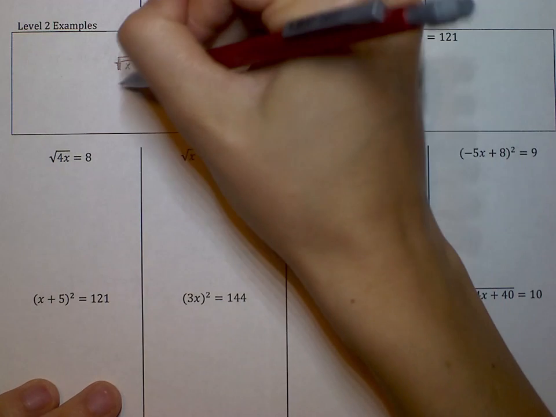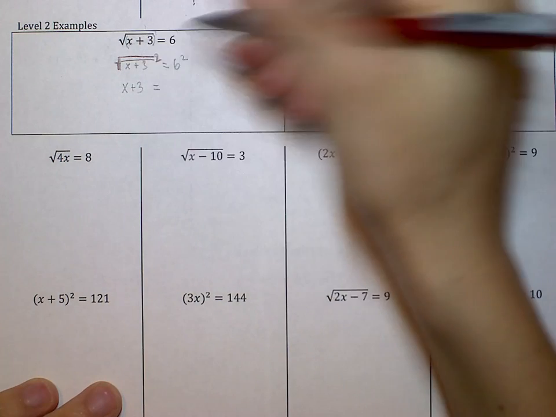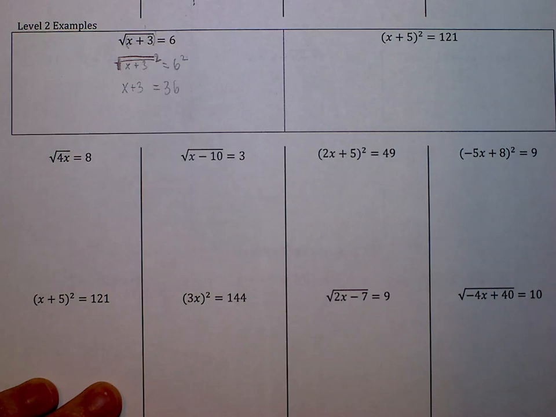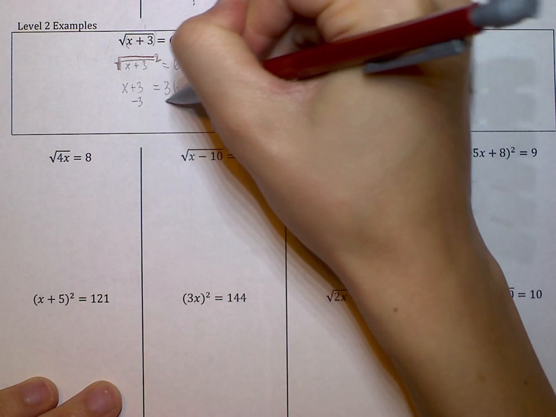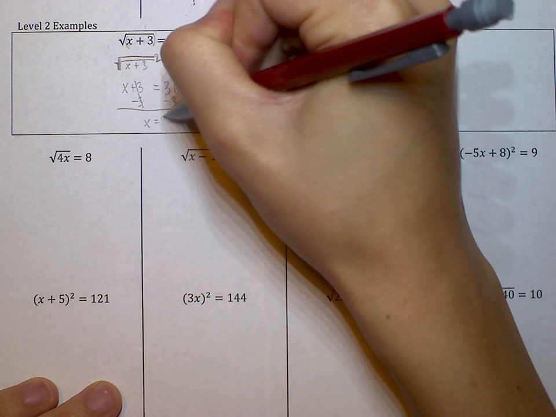So what's left is x plus 3. And on the other side, 6 squared is 36. And so then I have just a one-step equation. This is x plus 3. In order to solve, I need to subtract 3. And I get x equals 33.